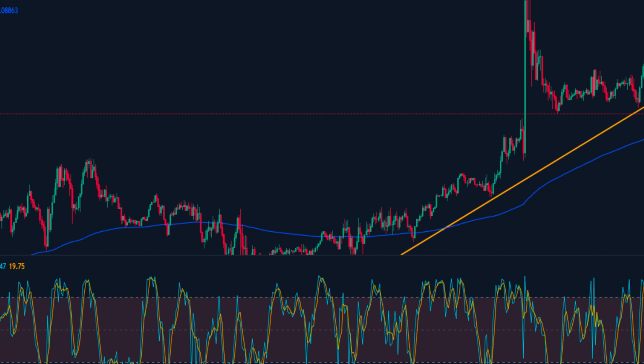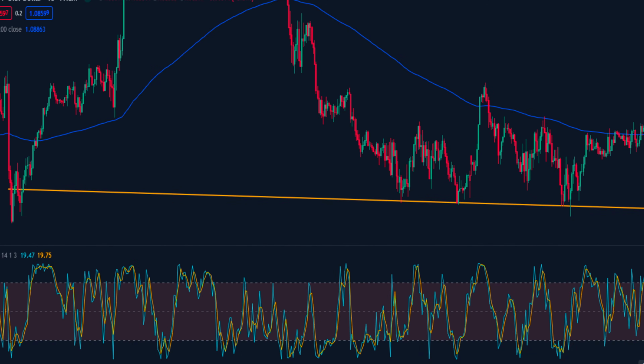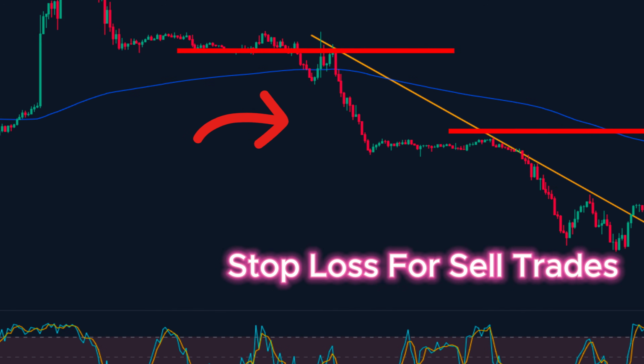We set the stop loss at the last support line for a buy trade. For a sell trade, we set the stop loss at the last resistance line. Here are some more examples where we can set our stop loss. I show you this because support and resistance can look different sometimes.